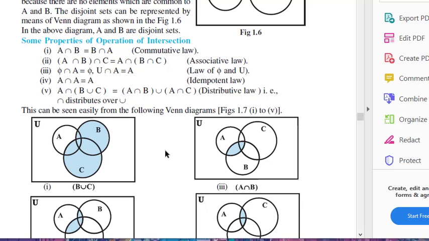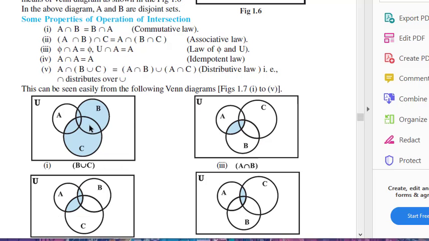Similarly, the intersection of the universal set and set A is set A. So this is called the law of null set or law of universal set. Now the intersection of A and A is A. This is the idempotent law. Union of A and A is also A. Intersection of A and A is also A. Distributive law: A intersection (B union C) is equal to (A intersection B) union (A intersection C). This is your distributive law.